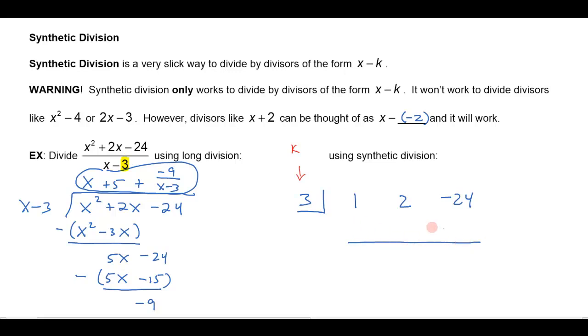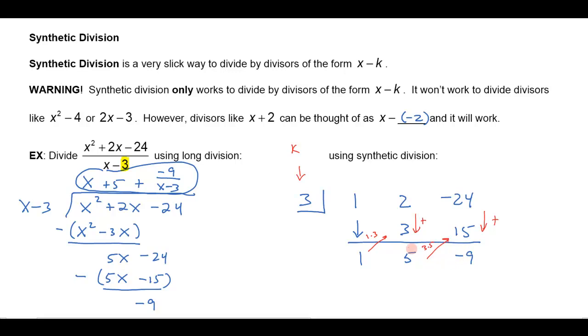Alright, so I'm going to leave a space here for a row of numbers, and I'm going to go ahead and bring this 1 straight down like that. And then all I have to do is multiply 1 times the 3 and put it right here, and then I'm going to add these together. Alright, 2 plus 3 is 5. And then I'm going to do it again. I'm going to multiply this 3 times this 5, and I'm going to put that right here. Alright, so 3 times 5 is going to go there, and then I'm going to go ahead and add those down, and negative 24 and 15, that makes negative 9.